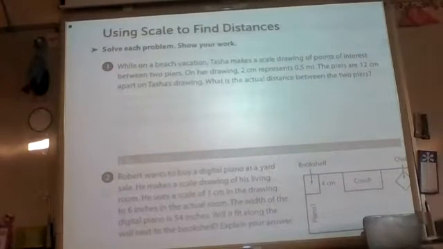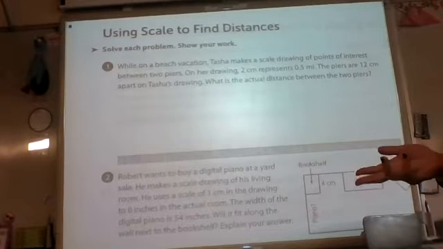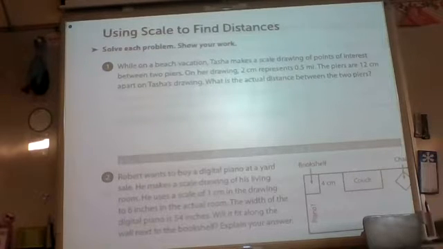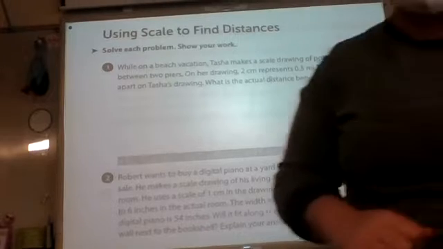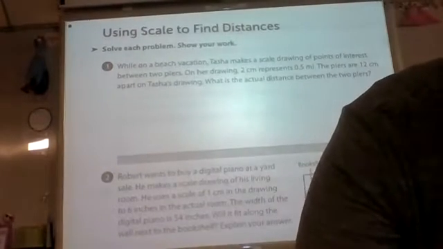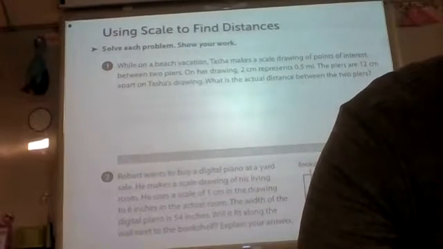So on her drawing, 2 centimeters represents 5/10 of a mile, a half a mile. The piers are 12 centimeters apart on her drawing. What is the actual distance between the two piers? All right, so go ahead and start working that off. Let's work on that.